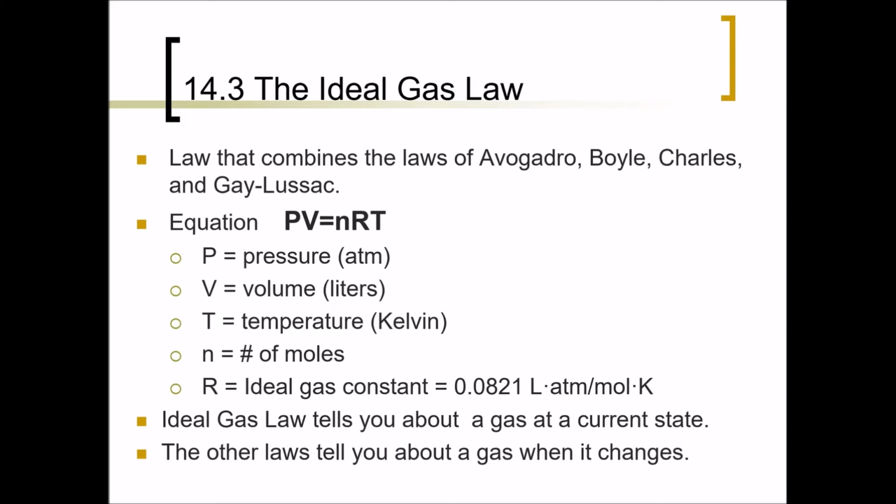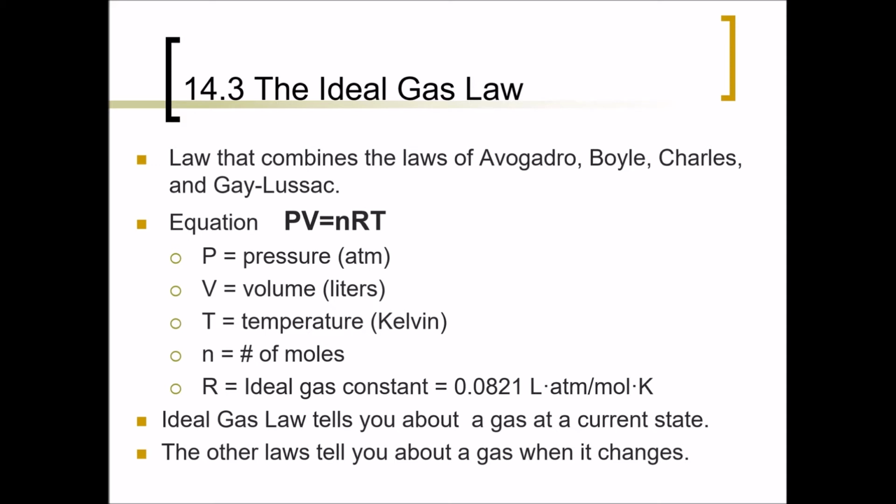And R is what we call the ideal gas constant. It is 0.0821, and the units are liters times atmosphere divided by moles times K. The units are what dictate why we have to have these units for these variables, because of this R. The ideal gas law tells you about the state of a gas at a current state, whereas the other laws that we've been using are for when there are changes in the state of that gas from an initial state to a final state.